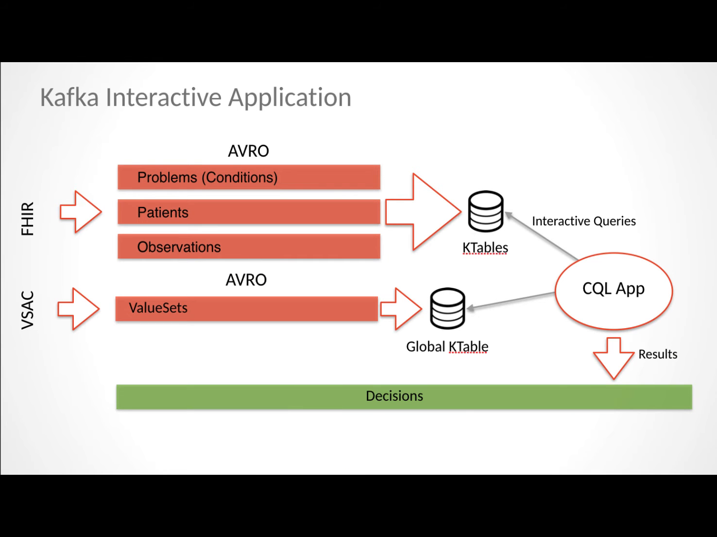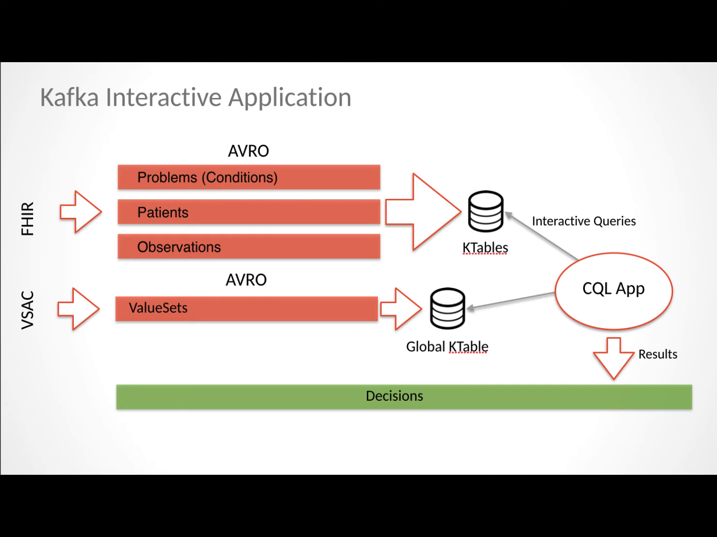Okay, an important piece of information to know about the actual application itself: now that we have data loaded into the streams, how do we consume it? What I've done is load this data into Kafka tables, KTables, which are queryable, and they call those interactive queries. And I load the value sets into a global KTable.